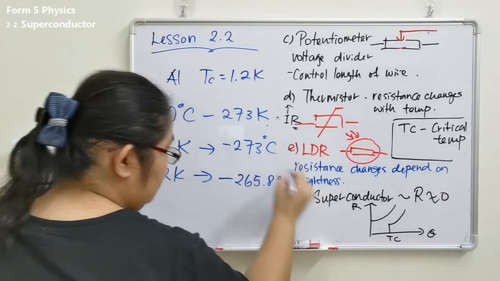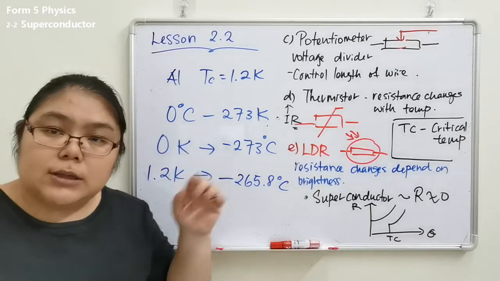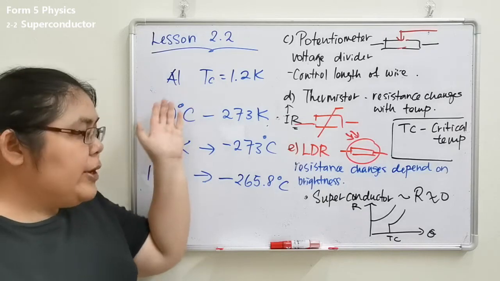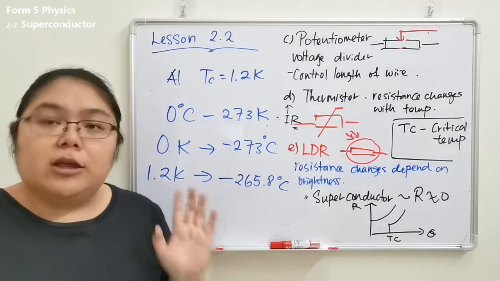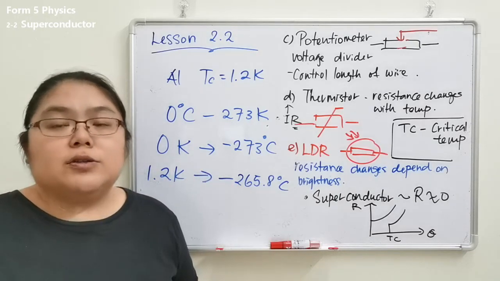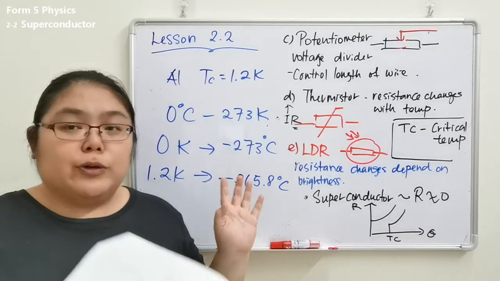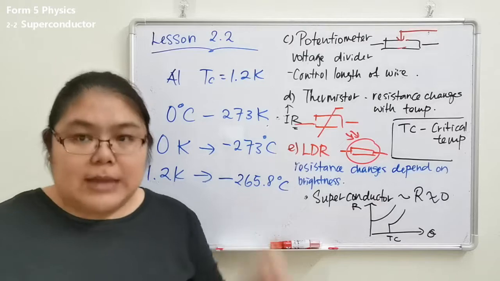265.8 degrees Celsius. So for aluminium, to become a superconductor, you need to make the temperature of the aluminium drop until negative 265.8 degrees Celsius. So this one we achieve superconductor. It is not simple to make a material become a superconductor. You must have a certain temperature.